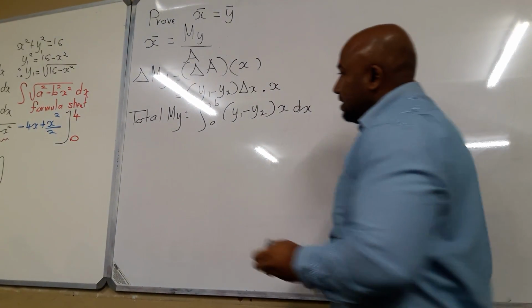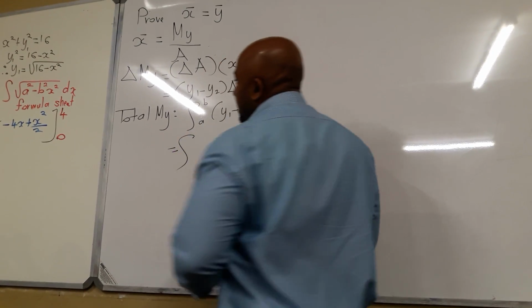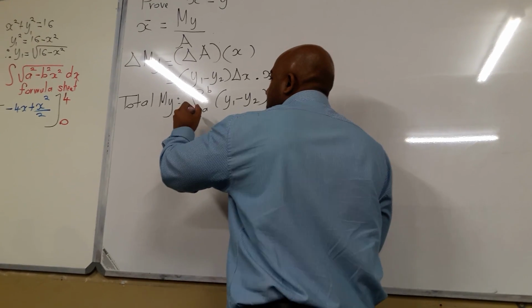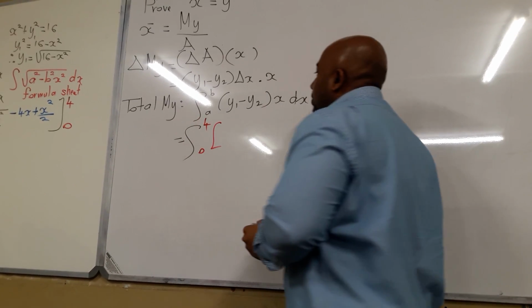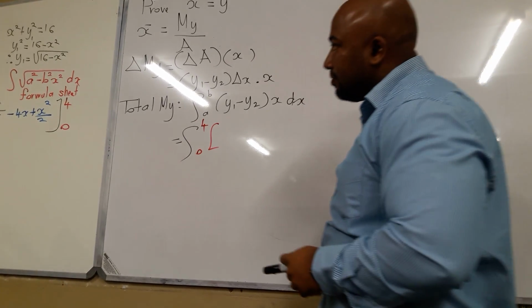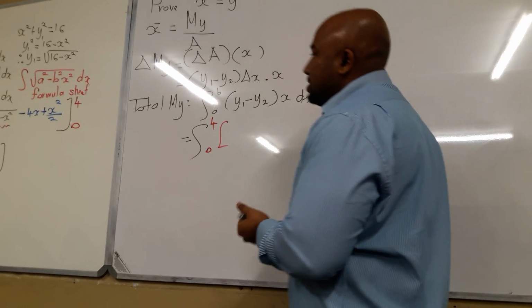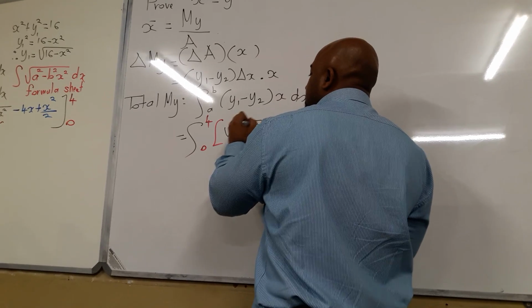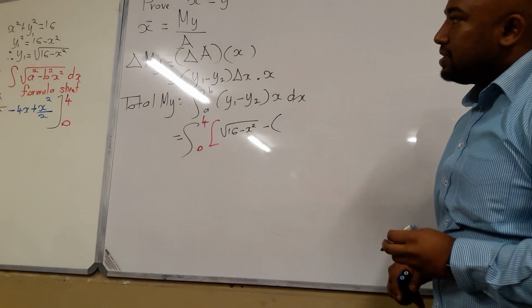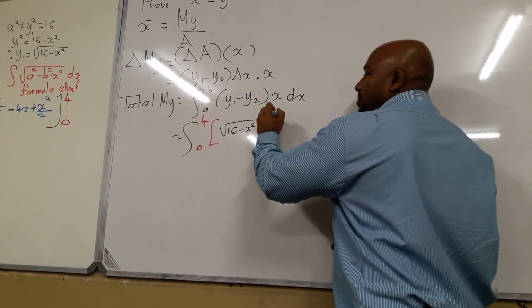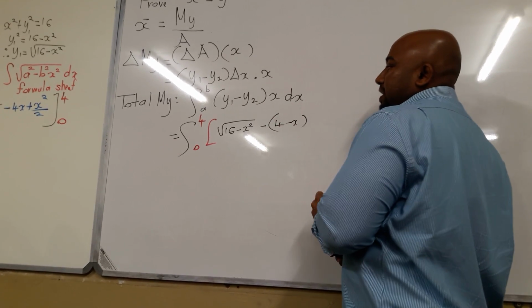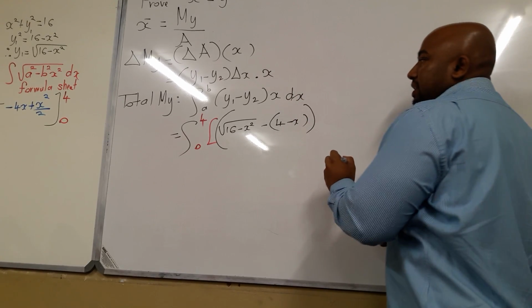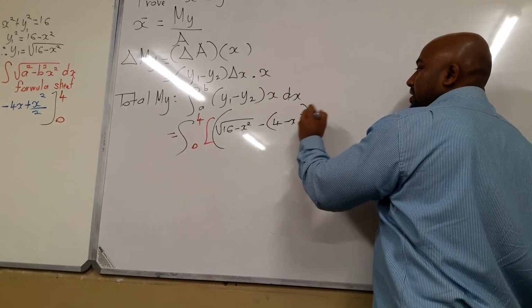Right, let's substitute. B and A, same B and A. What was my B and A? B and A was 4 and 0. There's my y1 minus y2. y1 is the square root of 16 minus x squared, minus y2. What was y2? 4 minus x. So that is my y1 minus y2, and it is multiplied by x.